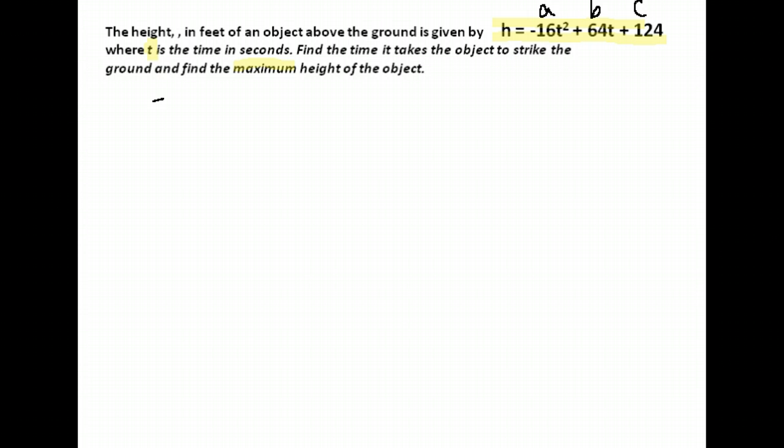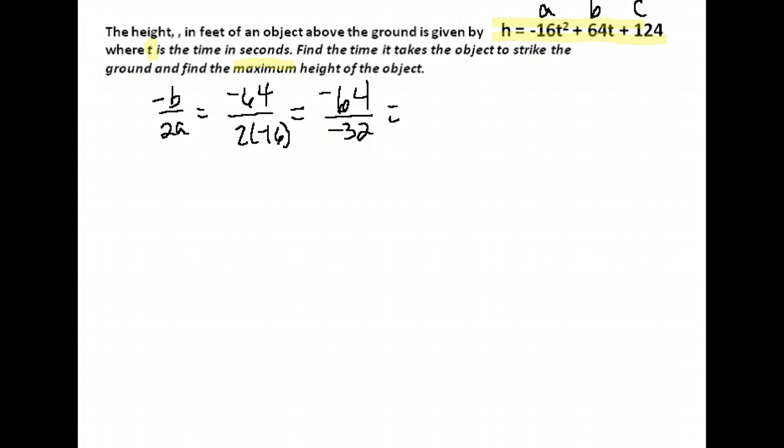To find our vertex, we first do negative b over 2 times a, or negative 64 over 2 times negative 16. That gives us negative 64 over negative 32, or 2. Now notice that is our t. So our vertex is at 2, so 2 seconds is when we reach our maximum.